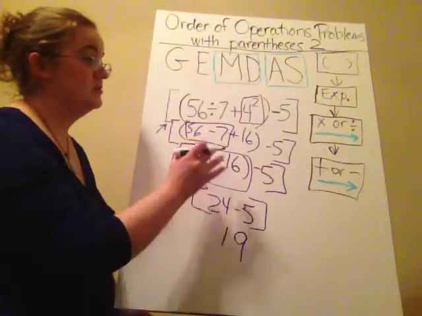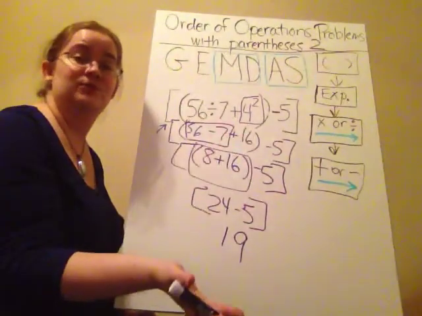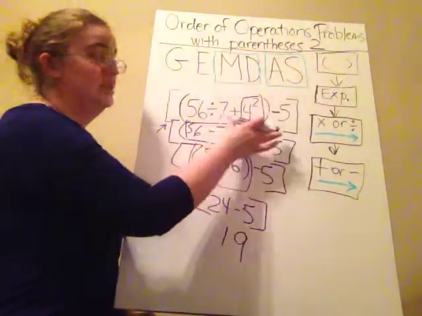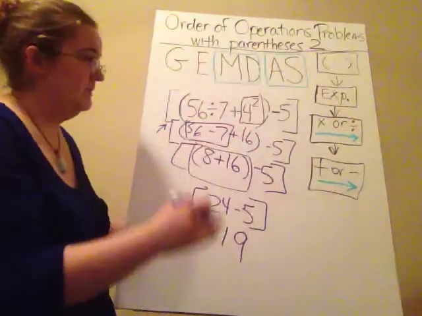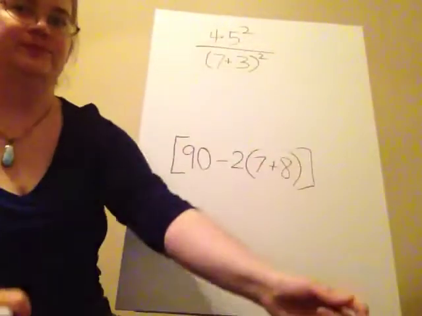Not too scary. Just remember that if you have multiple things happening in grouping symbols, you're still following the order of operations. You're just doing it inside those parentheses. Okay? Or whatever grouping symbol it is. Let's take a look at some more problems.